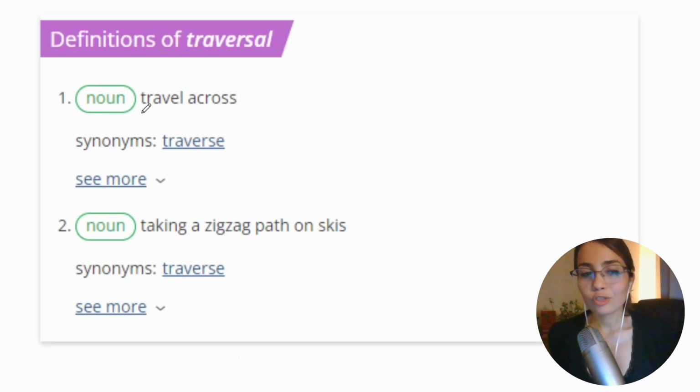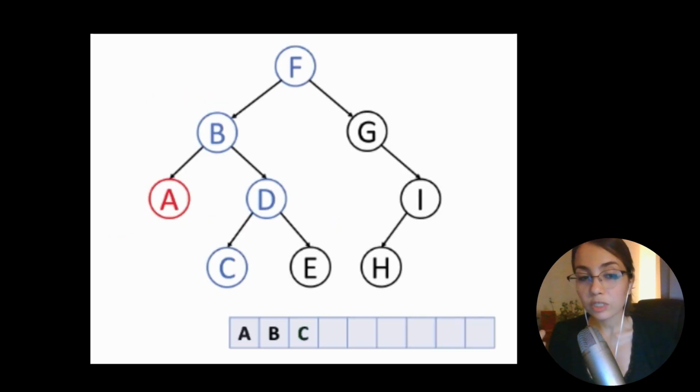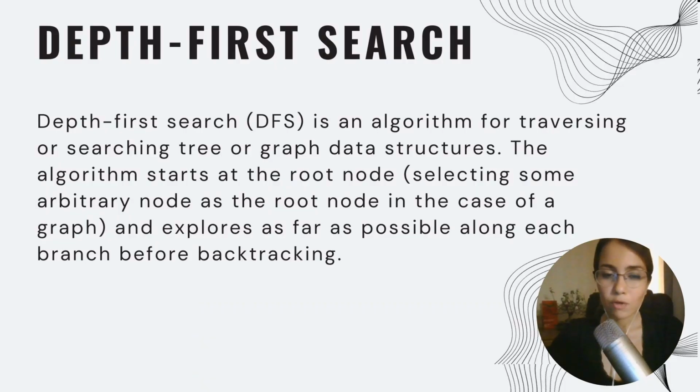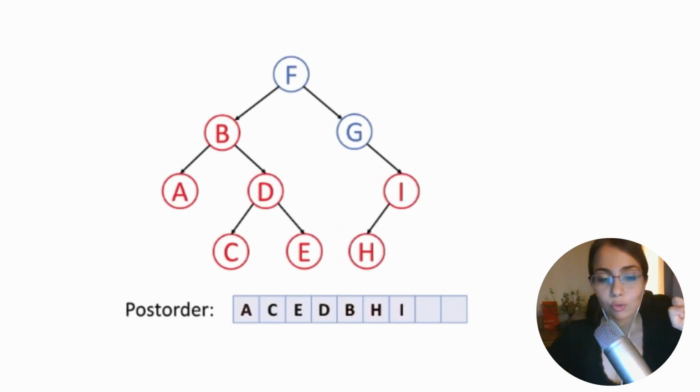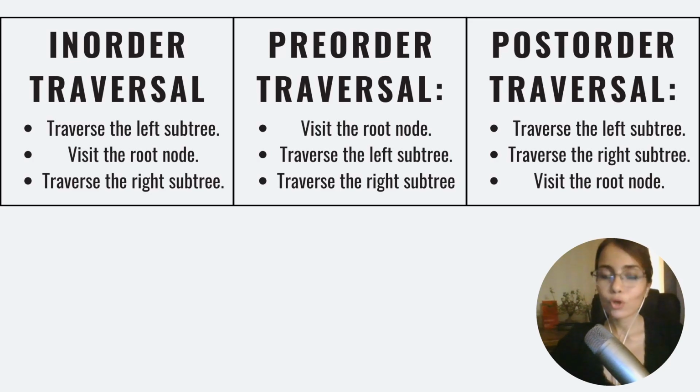In plain English, traversal means travel across. So tree traversal is when we travel across a tree and visit and process each node in that tree. Some of the most commonly used tree traversal algorithms are depth first search algorithms, which include Inorder Traversal, Preorder Traversal, and Postorder Traversal. The main difference between them is the order in which each node is visited and processed during the traversal. Let's set up a binary tree to see how Preorder Traversal, Inorder Traversal, and Postorder Traversal work.